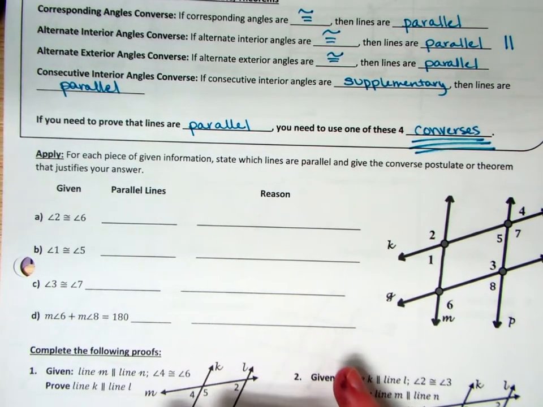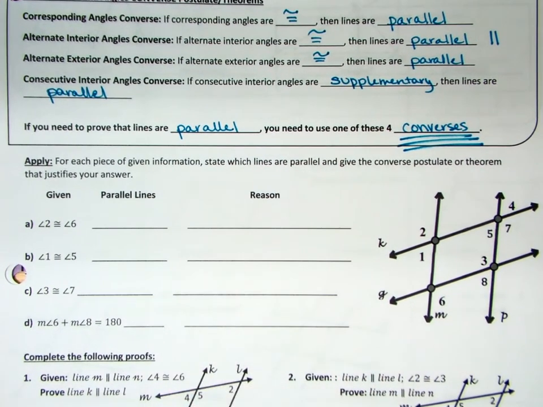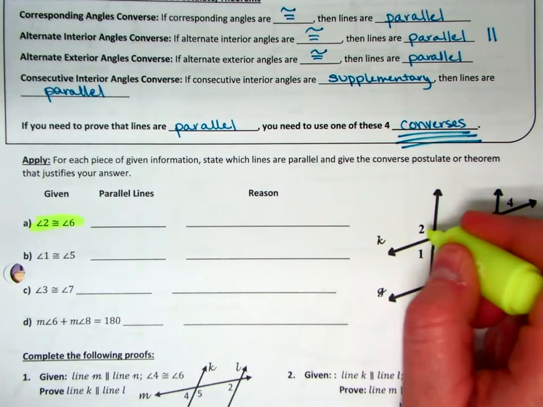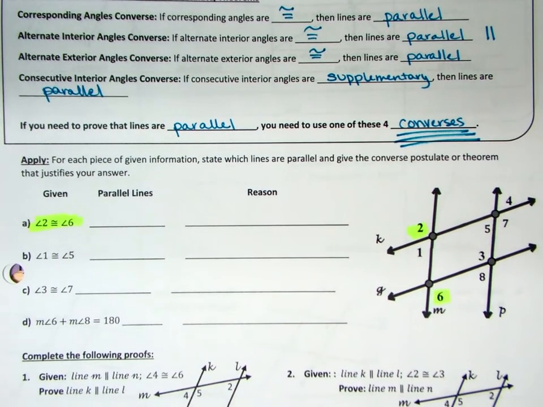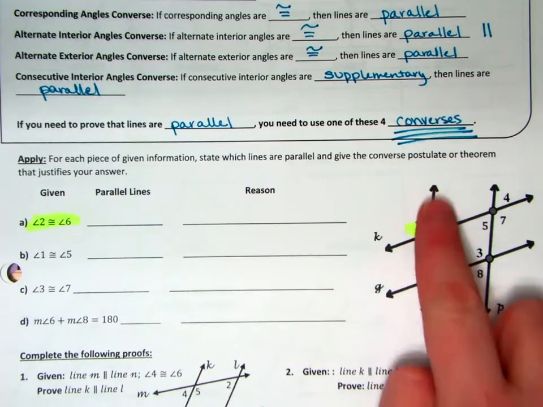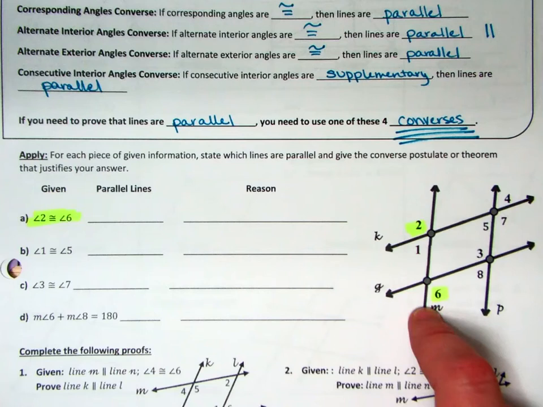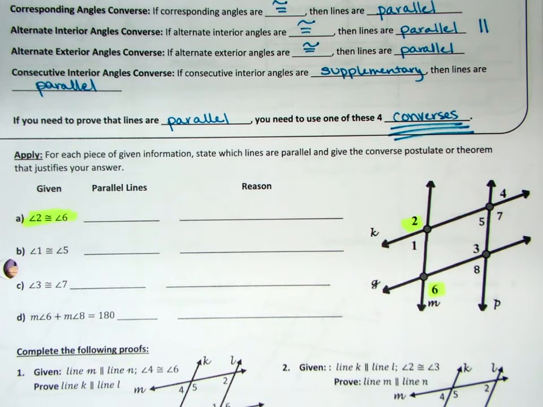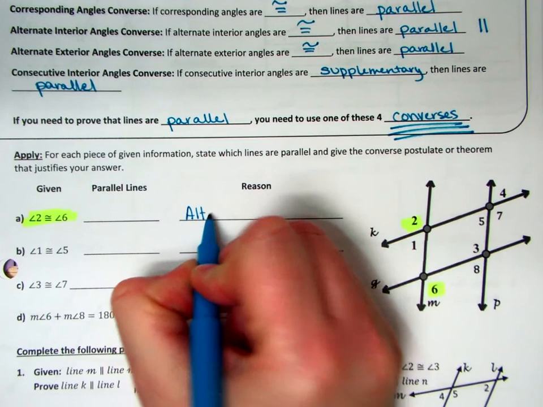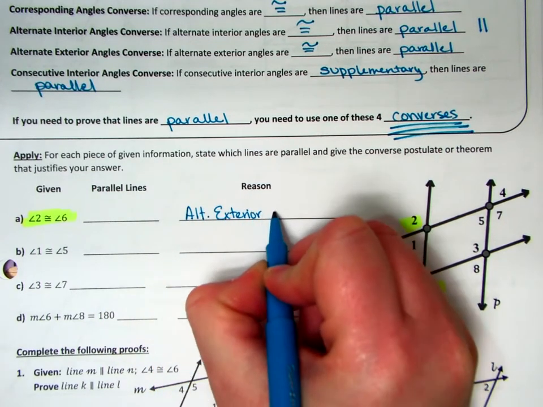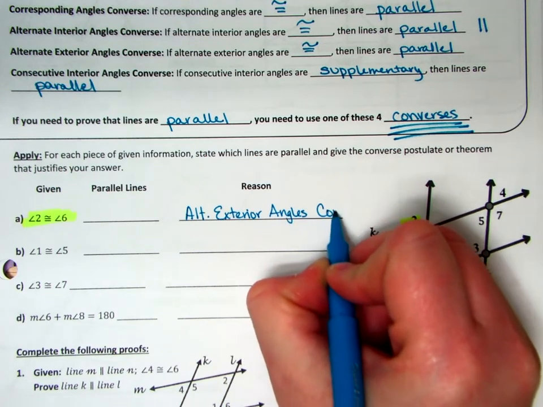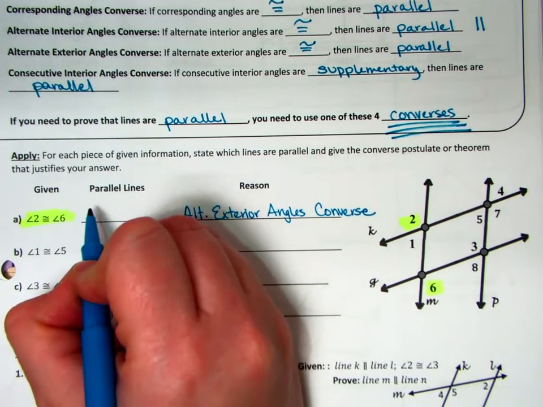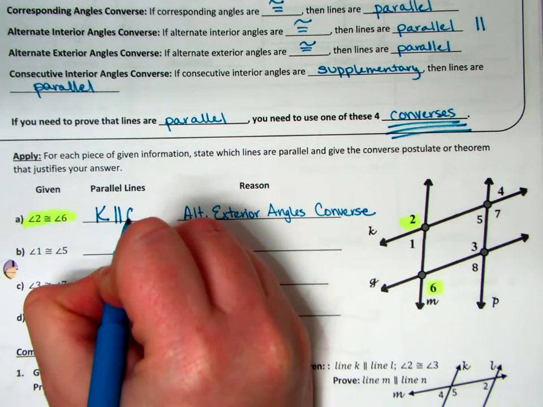Based on what we just did, we're going to talk about these angles. I'm going to use different color sets for each one, and then I'll highlight up above for color coding, just to let you know. The first one we have here is 2 and 6. Angles 2 and 6 are on the same transversal, transversal M. The two lines that are possibly parallel are K and G. 2 and 6 are alternate exterior angles, so this is the alternate exterior angles converse. And the parallel lines are K and G. So K is parallel to G.